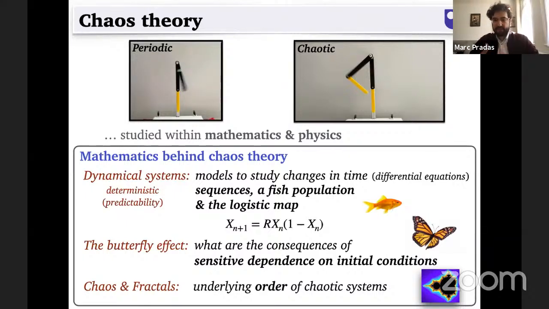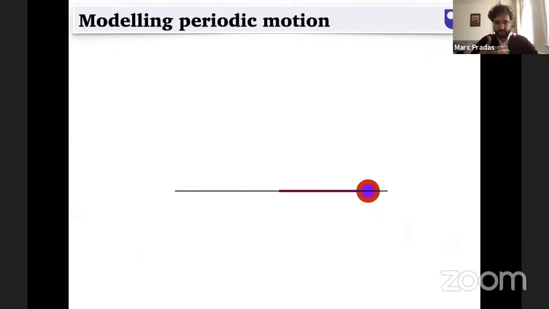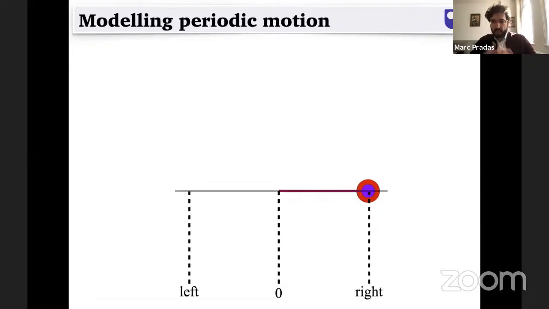So let's start by building the foundations of the mathematical modeling of things that change in time. To do this, let's revisit the problem of a single pendulum. Let's assume that we have a single pendulum and we measure the angle with respect to the vertical. Let's say that the pendulum can move between left and right. And now we would like to ask you to do a simple activity, basically by looking at this motion.